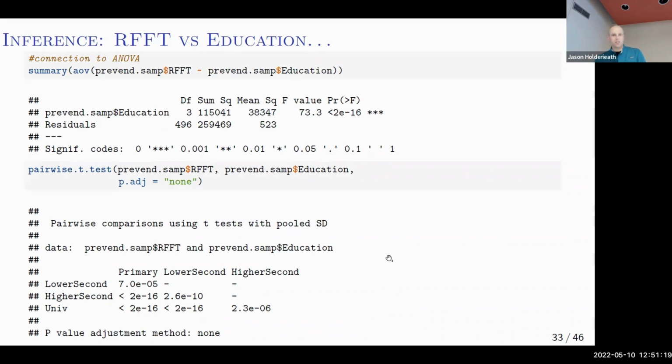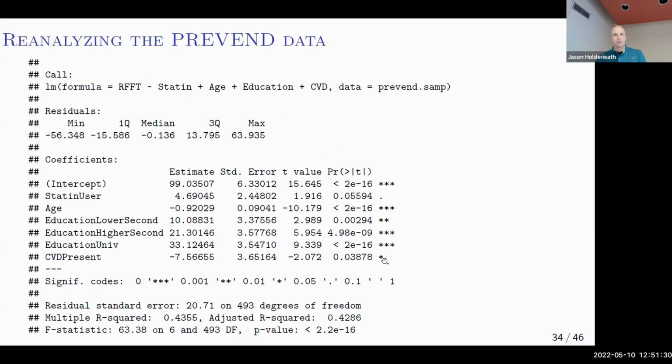Now, you might do the same thing with ANOVA. So for pairwise connections, it's not that big of a deal. Maybe we reanalyze this again, and we control for a lot more. So we have statin, we have the age of the person, we have education level, and we have CVD. I don't remember what CVD is. Anyway, we have, are they a statin user?